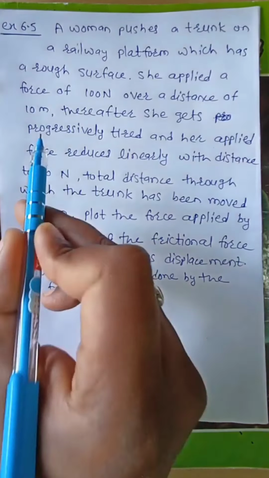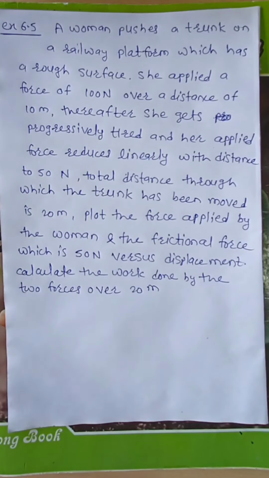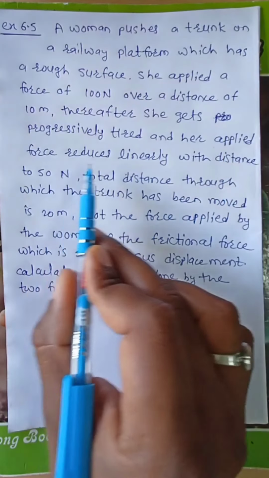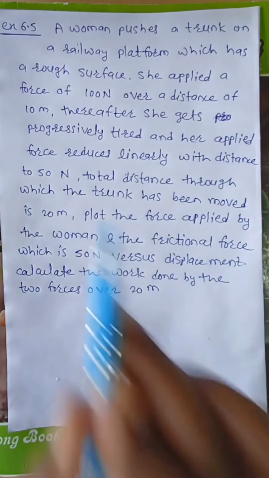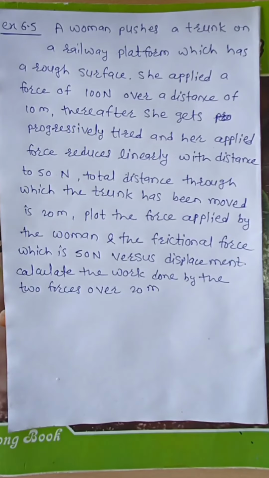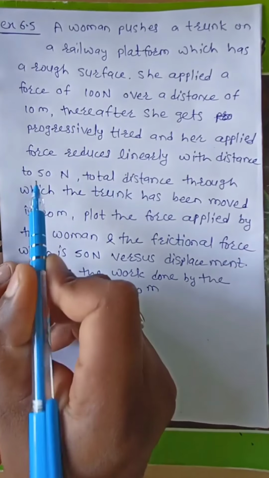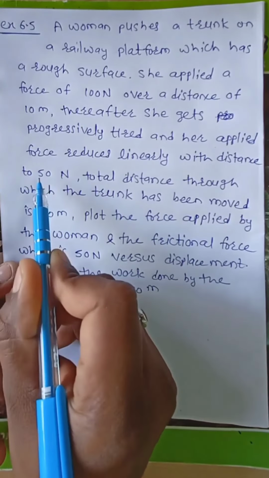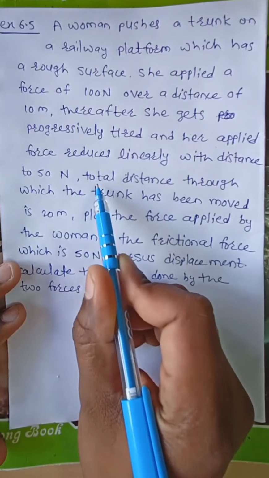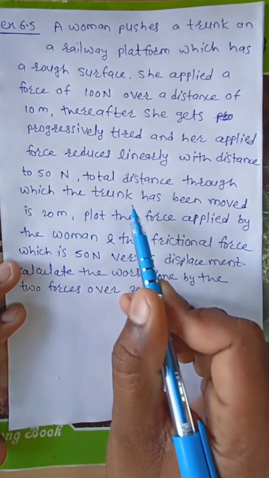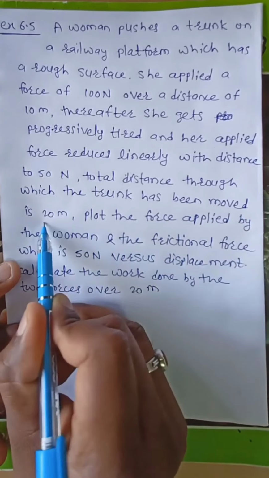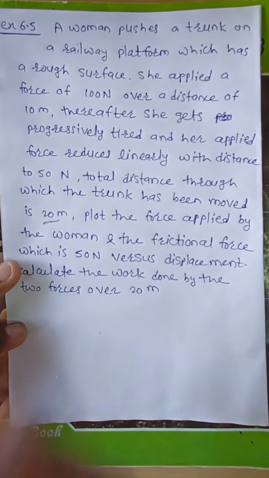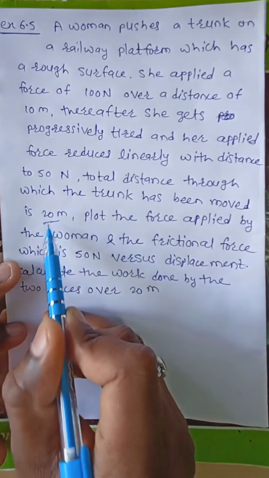When the object reaches 10 meters, she starts to tire and her applied force reduces linearly with distance to 10 newtons. Means initially she can apply 100 newtons. When she gets tired, the applied force is reduced, and the force reduces up to 50 newtons. Then the total distance through which the trunk has been moved is 20 meters.